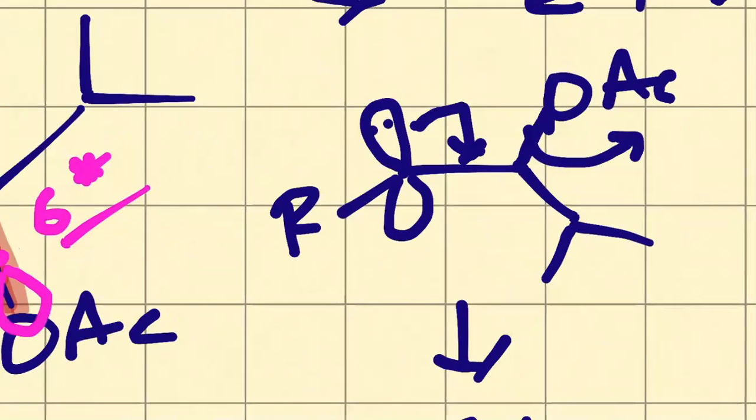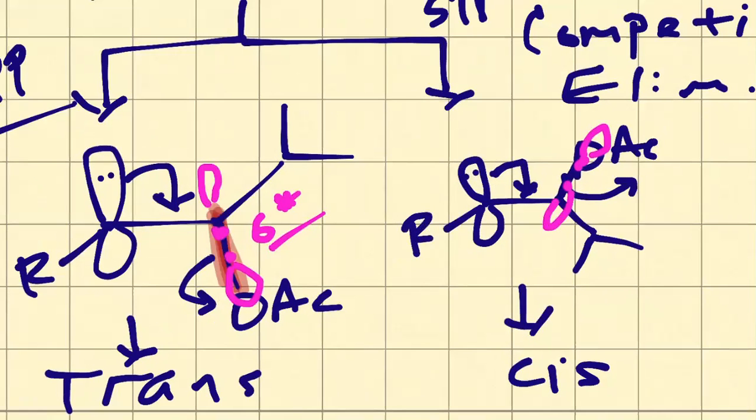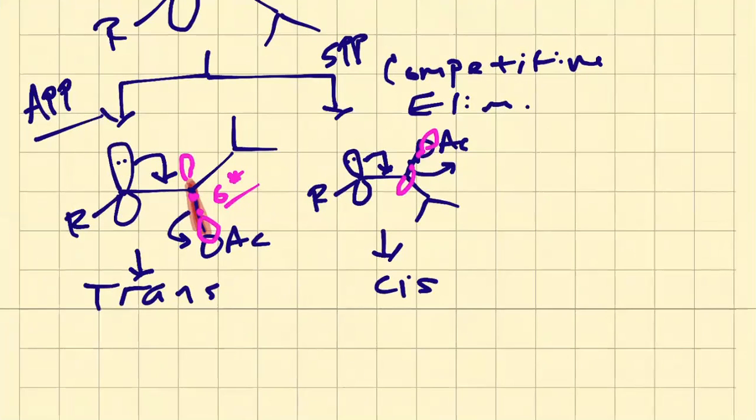All right. So if I were to draw in the sigma star here, you can see that that overlap is not as good, right? But here you can donate right into it. You following in the trans? So in the trans, the bond rotation and the elimination is faster than the cis elimination in itself. And that's why you see the product being predominantly trans.